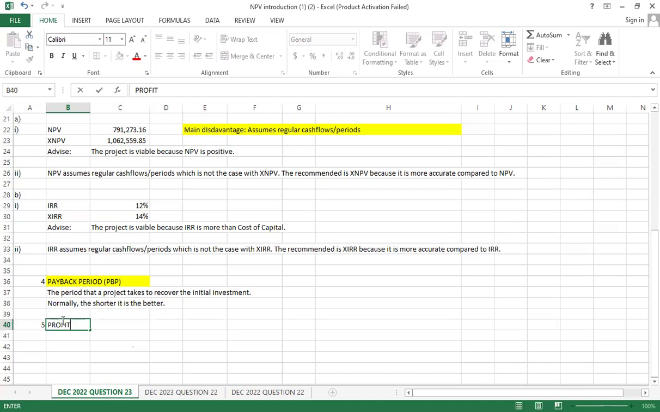Discussion number 5 will be about profitability index, which I'll be commonly abbreviating as PI. Now, again, somebody, what is this? What is the profitability index of a project?